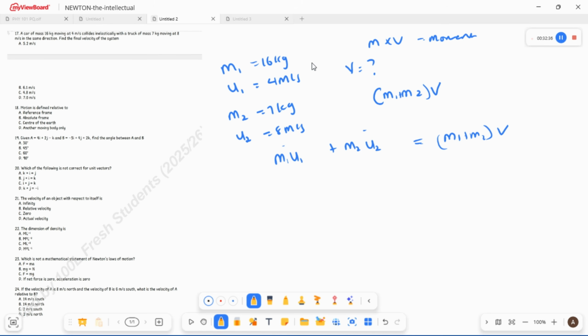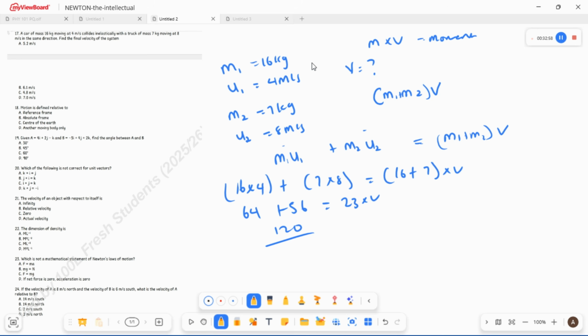So now let's solve because we have our formula now. We have 16 times 4, right, plus 7 times 8 is equal to M1, which is 16 plus 7, times V, which is what we're looking for. So 16 times 4 is 64 plus 56 is equal to 16 plus 7, which is 23, times V. So 64 plus 56 will give us 120 over 23 is equal to V. And then our final answer will be 5.1, right? And this is our answer.